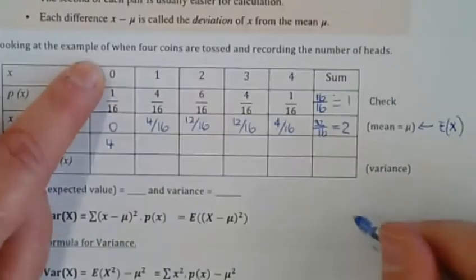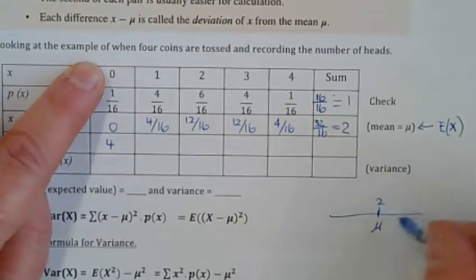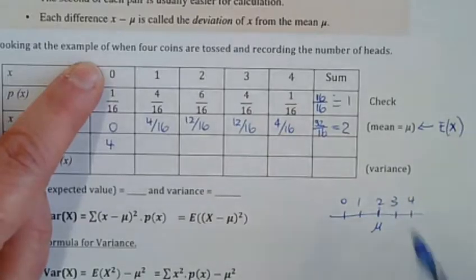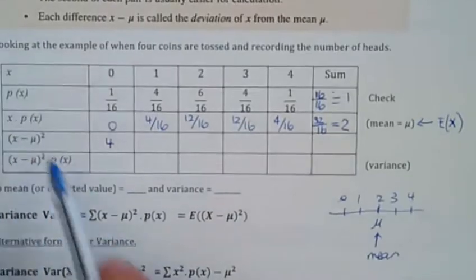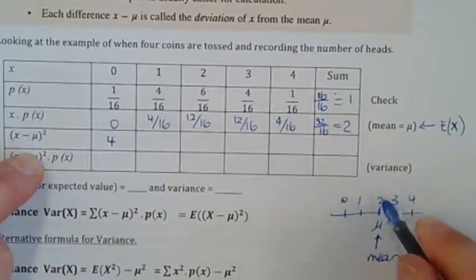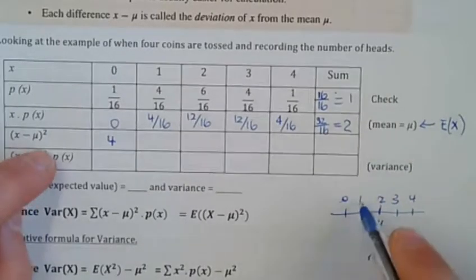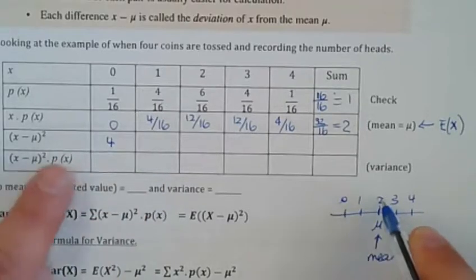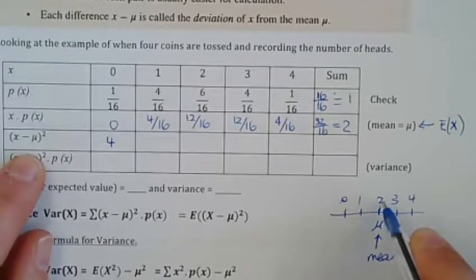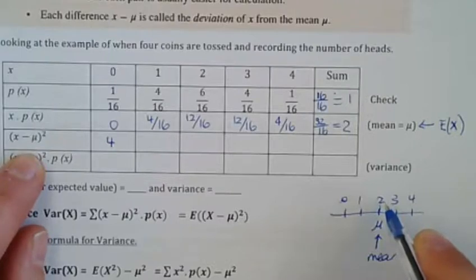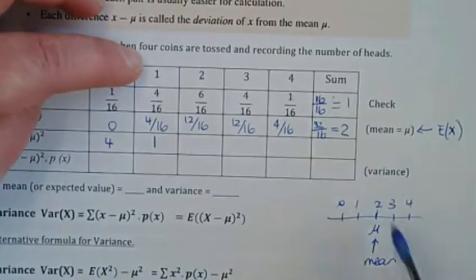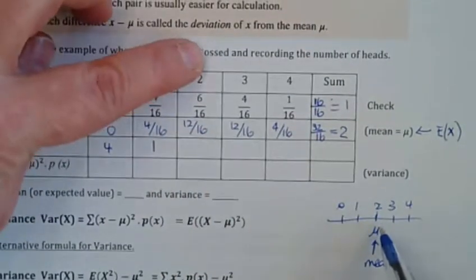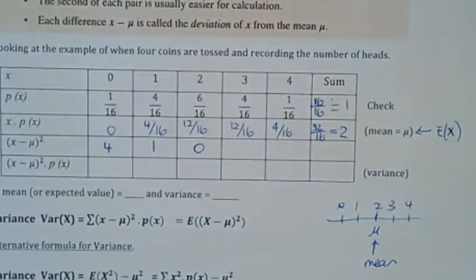If I draw a number line, look, here's my mu, it's 2. And then I've got my other scores, 0, 1, 3, and 4. So here's my mean. So we're saying this is 2 units to the left of the mean. So that's why we do x minus mu. This is my score. 0 minus 2 is negative 2 squared is 4. 1 is 1 unit from the mean. So 1 minus 2 is negative 1, squared is 1. Yeah? 2 is on the mean. So 2 minus 2 is 0, and 0 squared is 0.